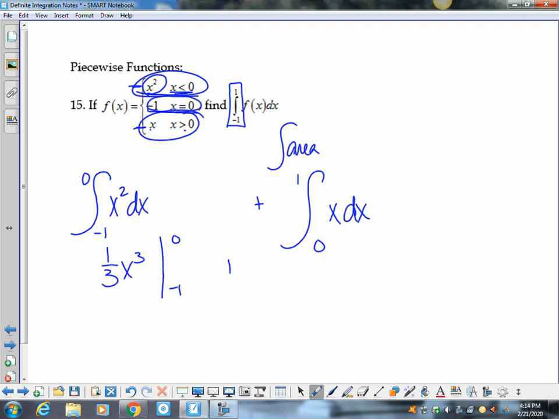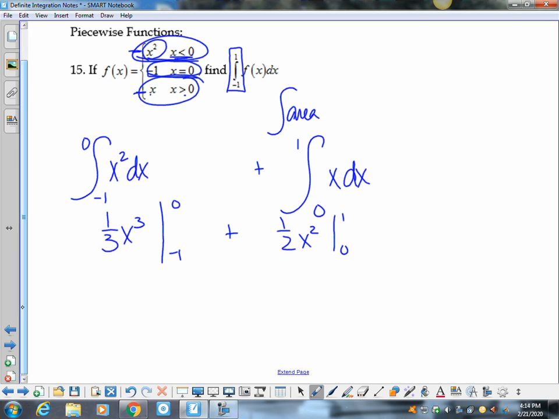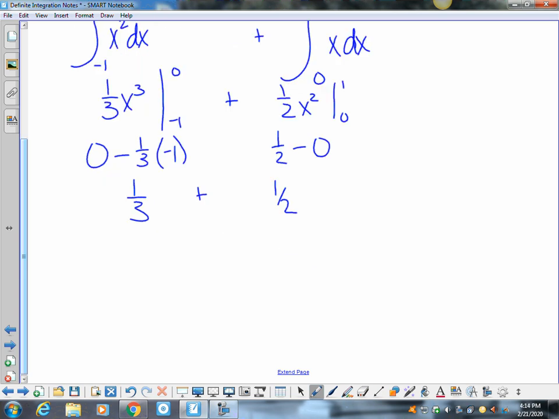And then I'm just going to integrate. I'm going to integrate this guy. And then I'm going to evaluate. So plug in a 0, I get a 0. And then minus 1/3 times -1. So that's a positive 1/3. And then here I'm going to plug in a 1 and get a 1/2. And then I'm going to plug in a 0. So 1/3 plus 1/2. So 5/6 units squared.